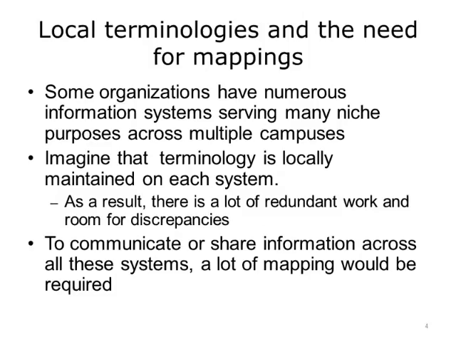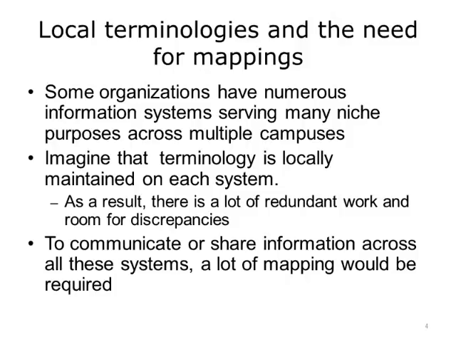There are numerous information systems that serve many niche purposes across multiple campuses, and each one of them may decide to manage the terminology themselves. With overlapping terminology locally maintained on each system, there could be a lot of redundant work, lots of room for discrepancies, and quite a bit of mapping. The more systems with local terminology that need to be mapped, the more semantic harmonization is required.